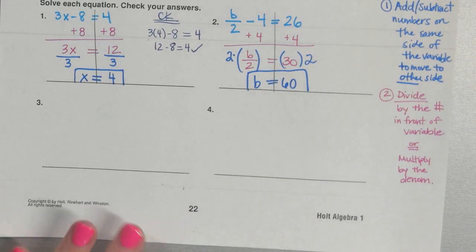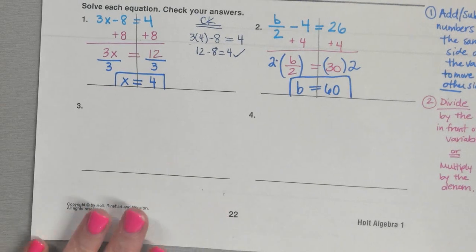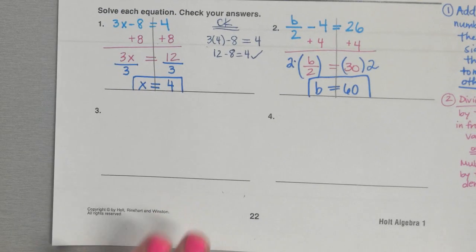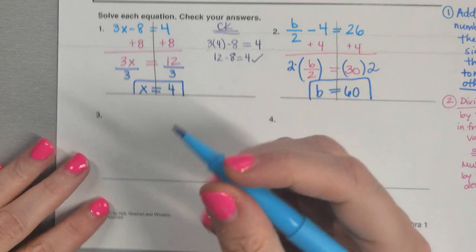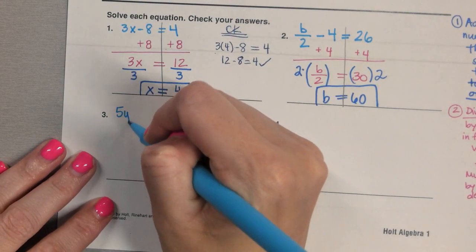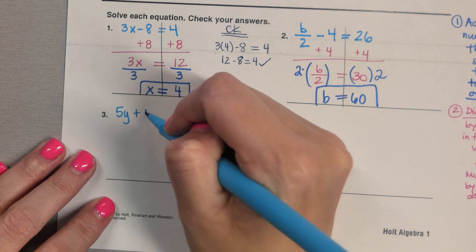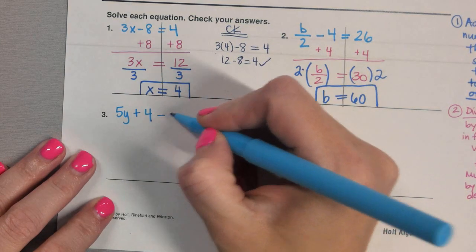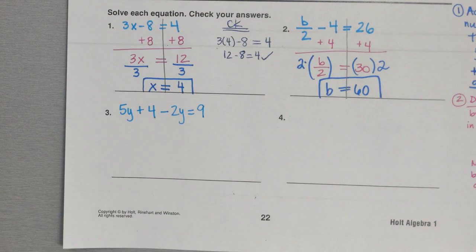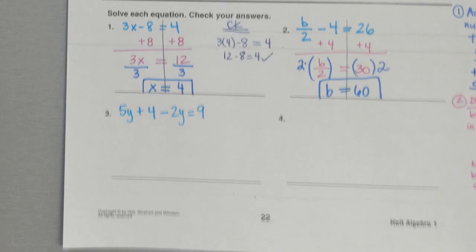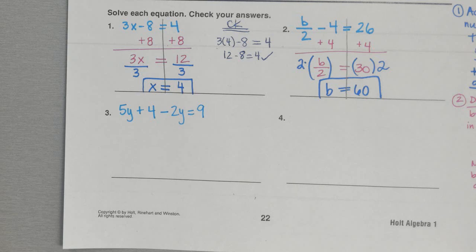Okay? So that's just an extension of what we did last week. And then we also talked about combining like terms. That's going to be the next type, okay? So you have 5y plus 4 minus 2y equals 9. 5y plus 4 minus 2y equals 9.